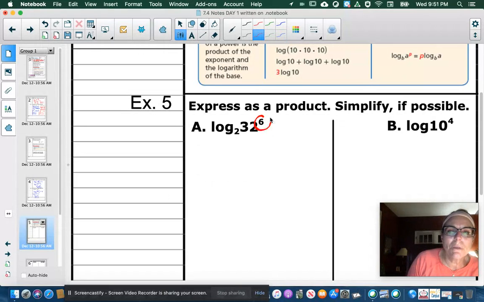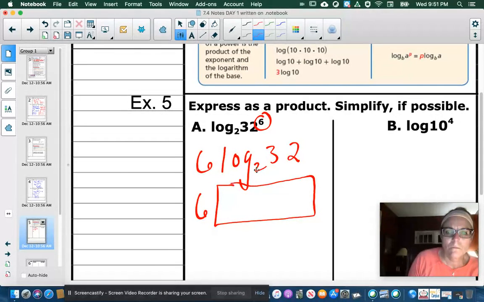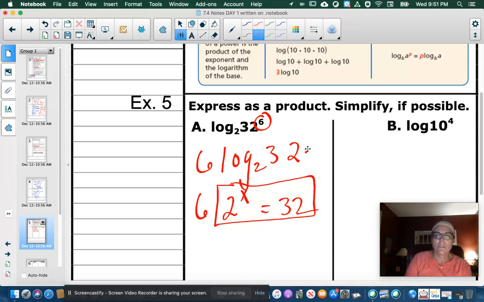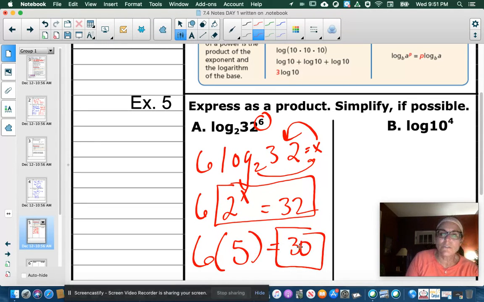So we have this power up here, so we're going to bring it in front. So that's 2 to what power equals 32. Set this equal to x. 2 to what power is 32? 2 to the 5th. The answer is 30.